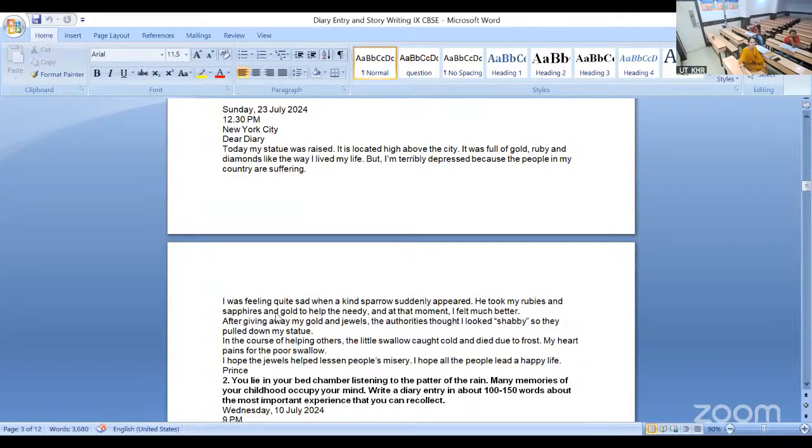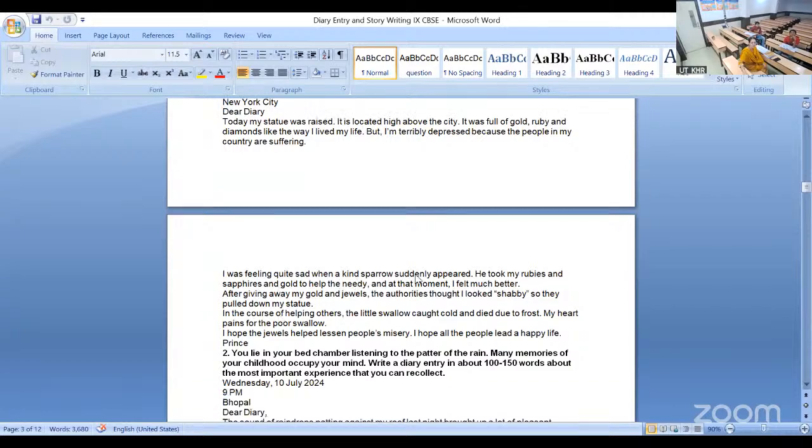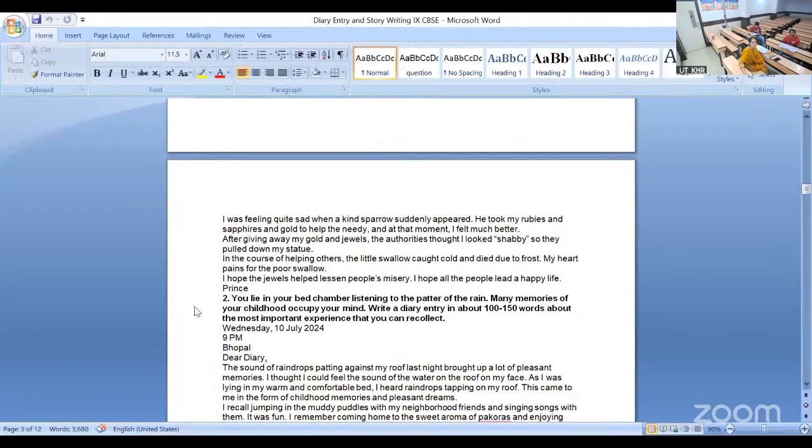Today my statue was raised. I was feeling quite sad when a kind sparrow suddenly appeared. To write this, you have to know the story. If you don't know the story, you can write anything. So I could see a child crying because of hunger. I could see people not wearing proper clothes. You can write any emotion you want in 3 paragraphs. And the last one, I hope that you have said so.